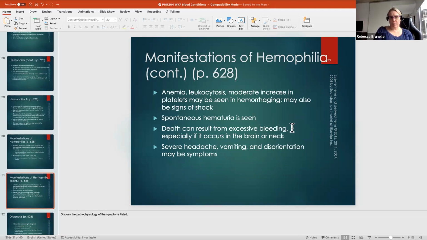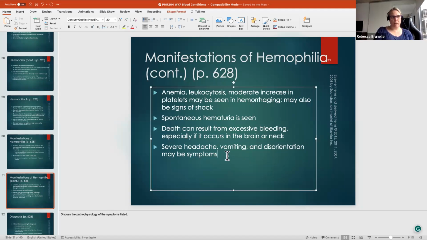Depending on the severity, sometimes hemophilia can end in death. You always have to be worried about severe headache, which could mean an intracranial bleed. Vomiting also goes along with intracranial bleed. All of these can be signs that they've had a bleed into their brain. So if they have hemophilia, you always have to be cognizant of what neuro symptoms to watch out for.